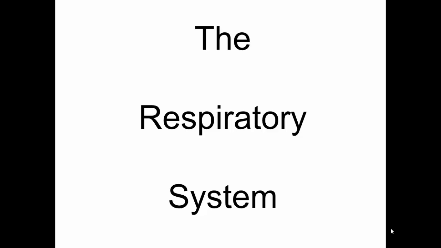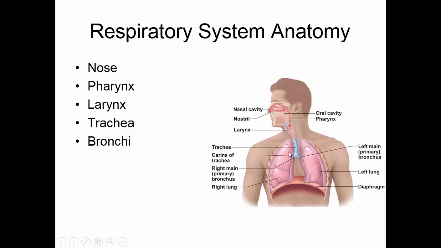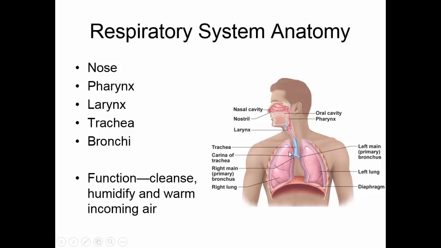The respiratory system allows us to obtain the oxygen necessary to drive our metabolism and get rid of the carbon dioxide, which is a byproduct of our metabolism. The anatomy of the respiratory system includes the nose and nasal cavity, the pharynx or throat, the larynx or voice box, the trachea, and the bronchi.